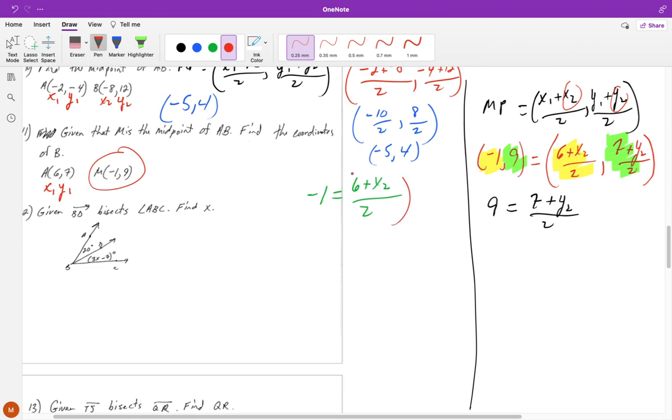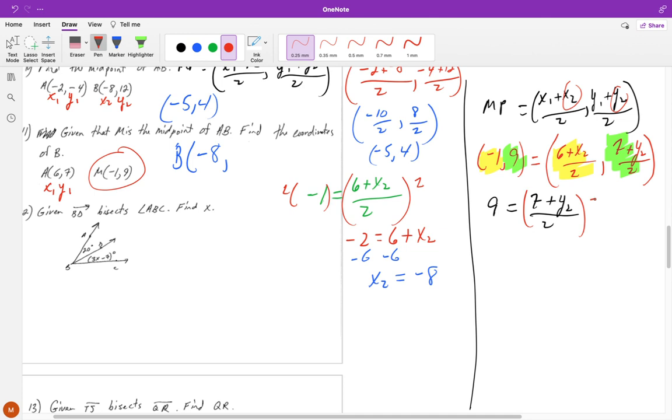Well, I know that this fraction bar ultimately means division, so I need to multiply each side by 2. So -2 is equal to 6 plus that missing endpoint. And then to solve for that, we just subtract the 6. So that means that our x value of that missing endpoint has to be -8. So B, we know that our x value is -8.